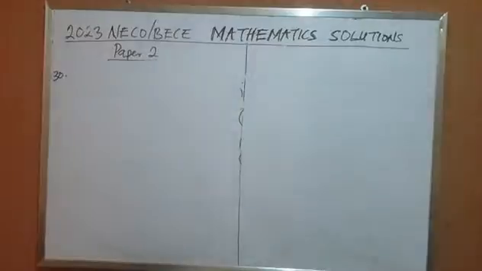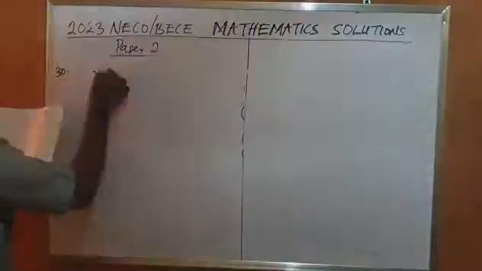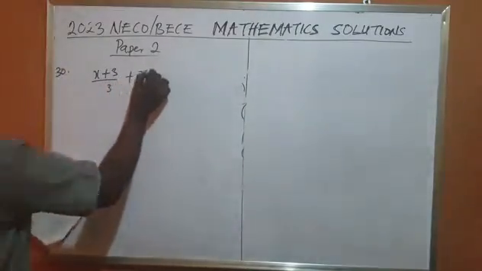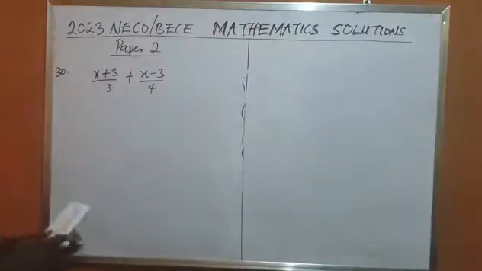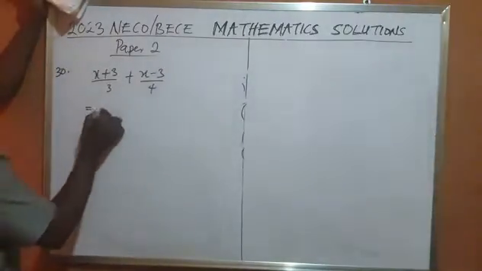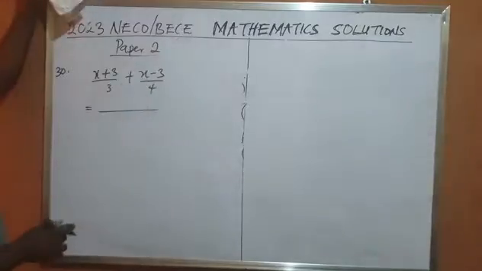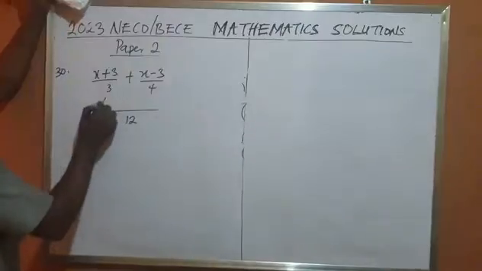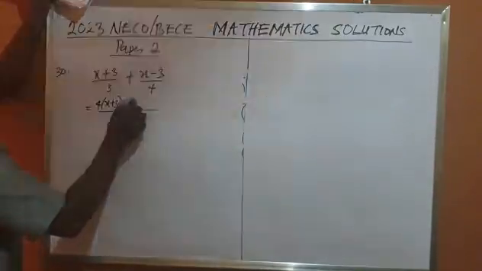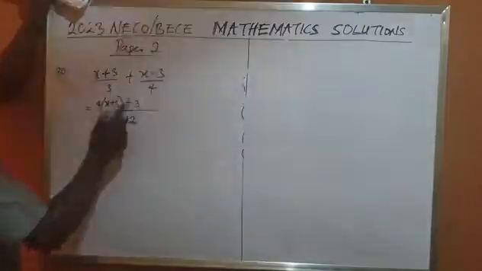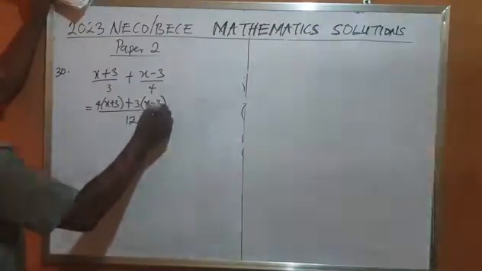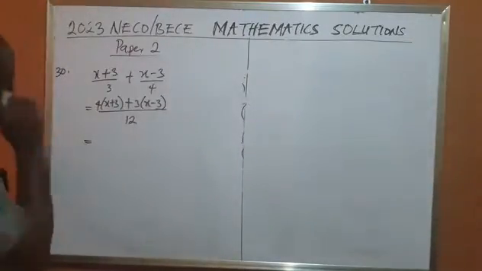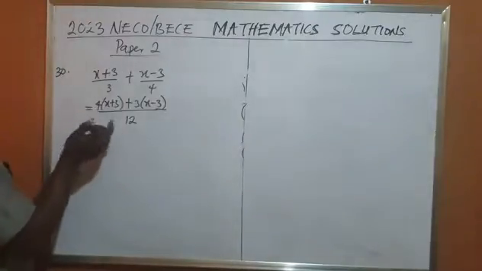On question 30, the question asks us to simplify x plus 3 divided by 3 plus x minus 3 divided by 4. That's the same thing we did the other time. We find the LCM, since all we have between them is addition. The LCM is 12. 12 divided by 3 is 4 into bracket x plus 3, plus 3 into bracket x minus 3. You must always make sure that you open brackets for all this, because if care is not taken, you may just do 4 multiplied by x.